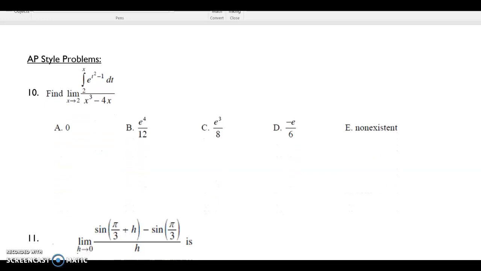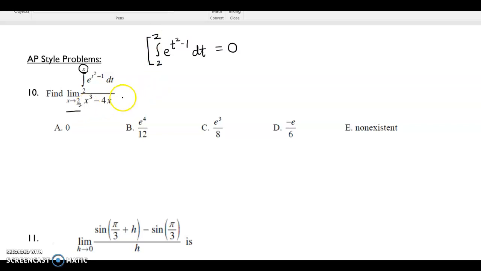So number 10 looks super scary, but remember that always when you're finding limits, your first step is just to plug it in. Try it out, see what you get. So if I plug in x equals 2, I'm plugging that into this x, right? Limit as x approaches 2. So I have the integral from 2 to 2 of e to the t squared minus 1 dt. That has to be 0. I don't have to do any work here. I recognize that these bounds are the same. Automatically that integral is 0.